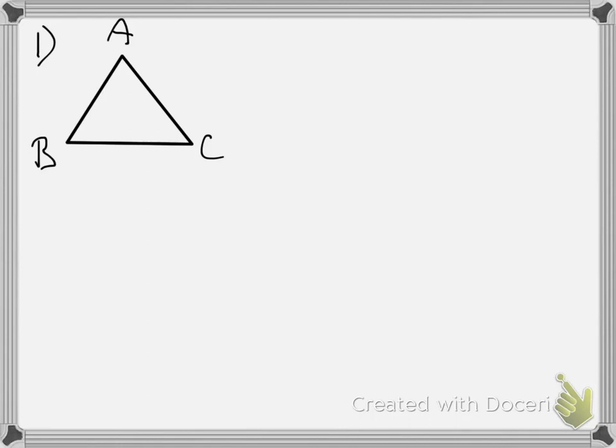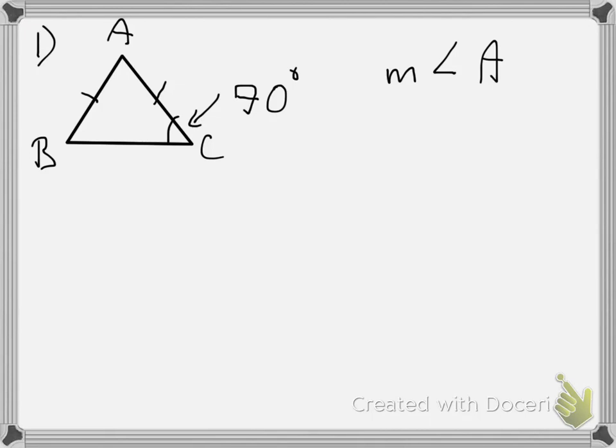And it says that sides AB and BC are equal. And then they gave us this angle down here and said that was 70 degrees. And they want to know the measure of angle A.